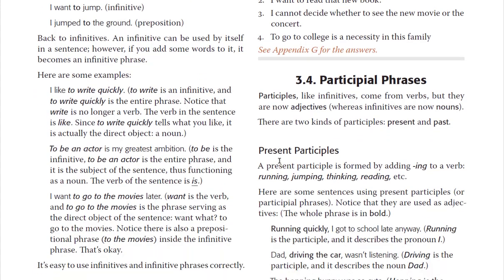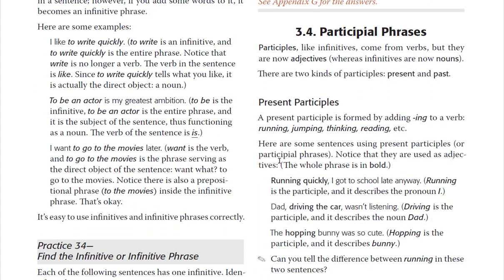Participial phrases. Participles, like infinitives, come from verbs, but they are now adjectives. There are two kinds of participles, present and past. A present participle is formed by adding ing to a verb: running, jumping, thinking, reading. Here are some sentences using present participles or participial phrases. Notice that they are used as adjectives.